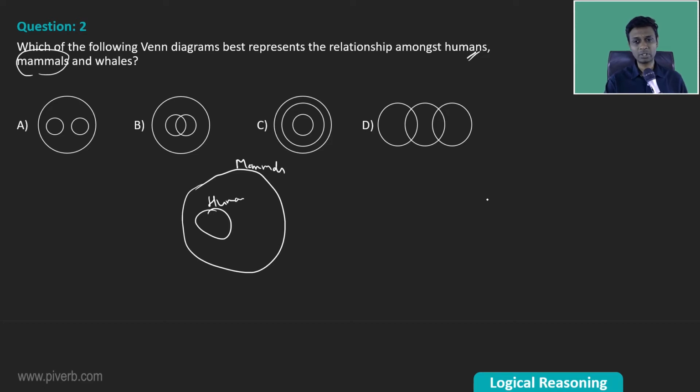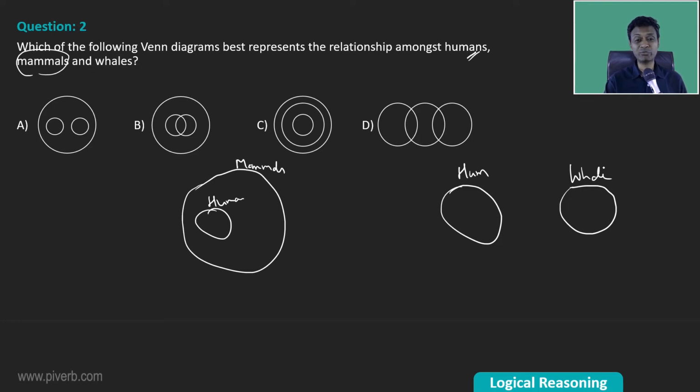It's easy to know. All mammals are not humans. All humans are mammals. Lots of mammals, humans one such species. We also know there's no overlap between human and whale. No whale is a human. No human is a whale.